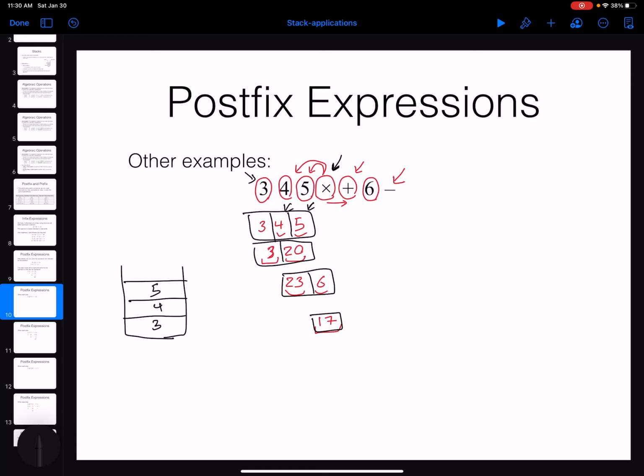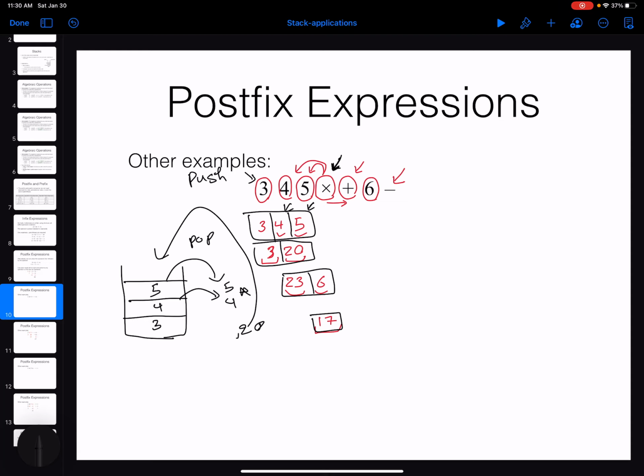So you need to apply 2 pops because these operators are going to be binary. So I need 2 operands for them. You need to get out 2 operands, right? Apply the operator, get the result, and then push it back to the stack because you need it for the further calculation. Okay, so this is the whole algorithm.